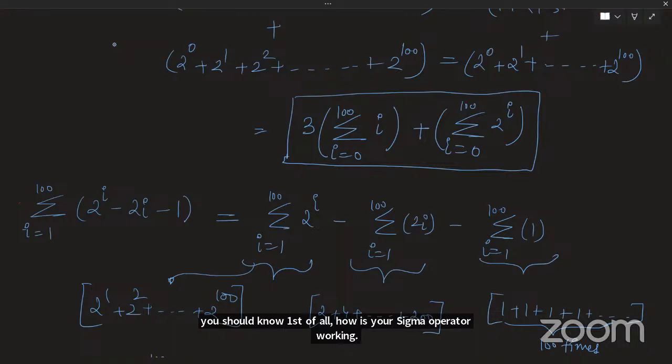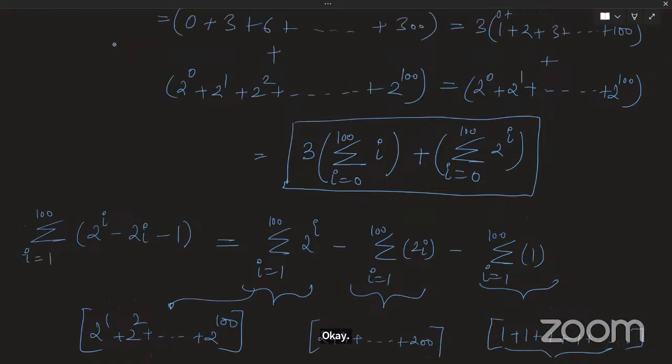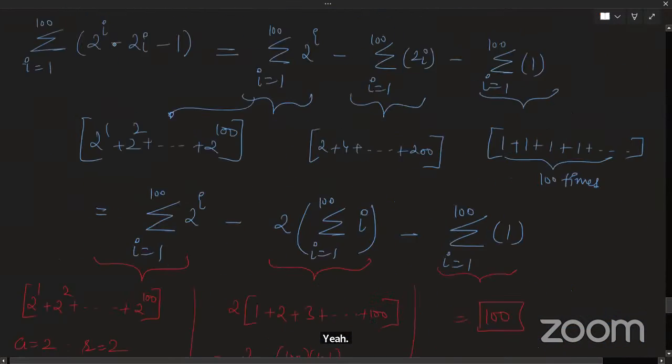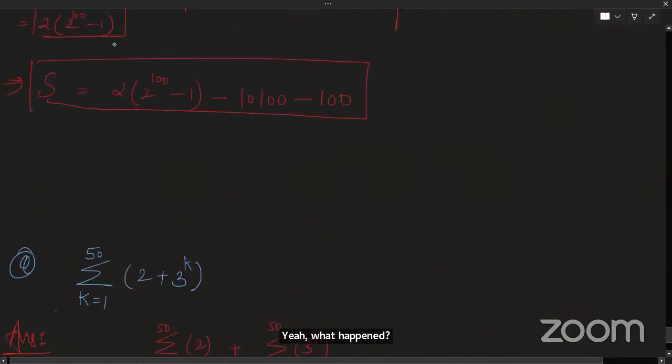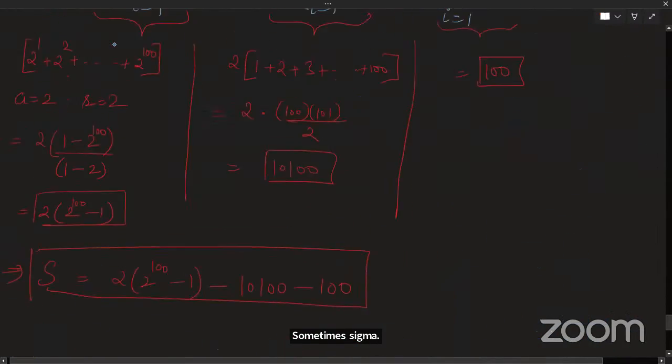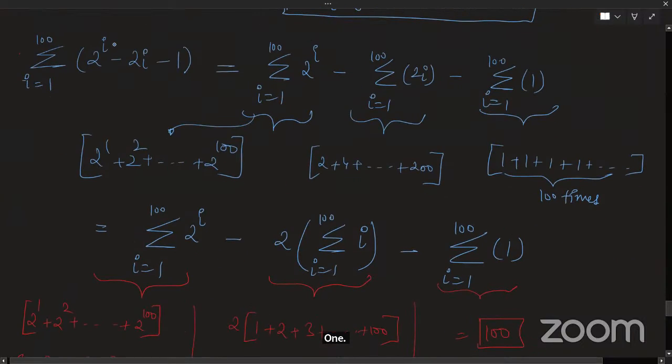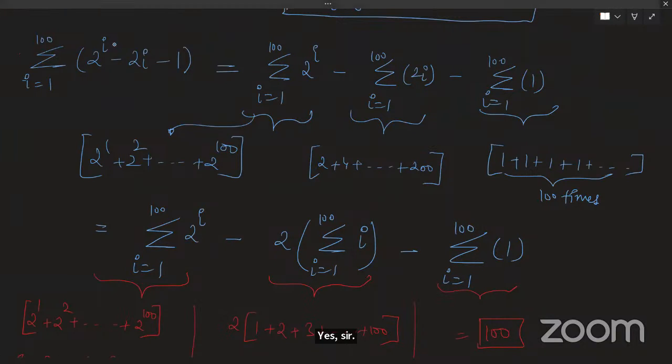Can you explain what happened here, sir? Sigma one upon... which one? Sigma one here. See, what is happening is it is 2 raised to I minus 2I minus 1, right? So what will happen? I had taught you that your sigma gets splitted individually on each term.